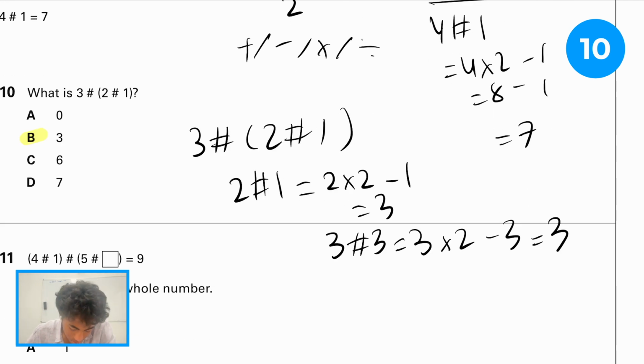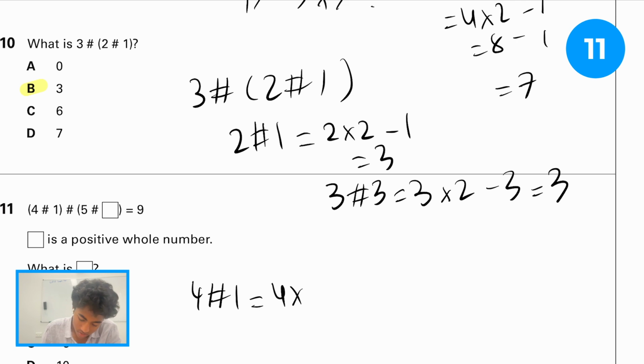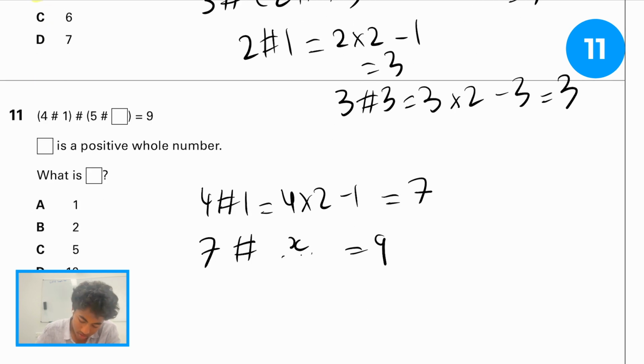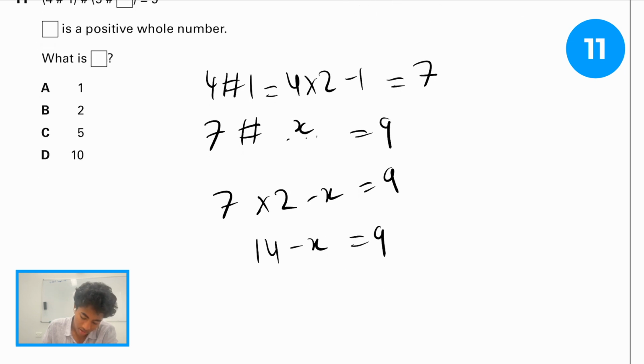Let's continue. 4 hashtag 1 equals 4 times 2 minus 1, which is 7. 7 hashtag something equals 9. Let's let this something equal x, right? So 7 times 2 minus x equals 9. That means 14 minus x equals 9. We need to isolate, right? Let's subtract 14 from both sides. We get minus x plus 14 minus 14 equals 9 minus 14. That means minus x equals minus 5. If we take away the minus from each side, we get x equals 5.